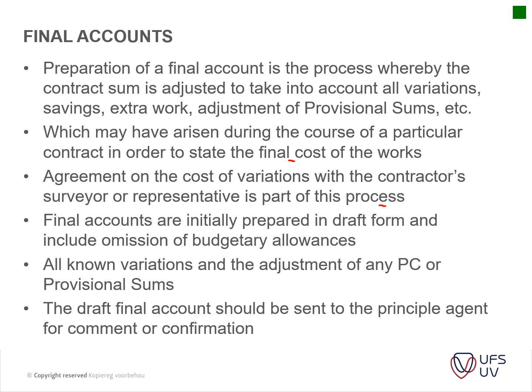Final accounts are initially prepared in draft form and include omissions of budgetary allowances. So it's basically those budgetary allowances that we spoke about, those PC amounts and provisional sums, is omitted, and the actual cost is then added. So it's, like I said, just an administration type of procedure where you omit the one item and then you just add the new item. The draft final account should be sent to the principal agent for comment and confirmation.